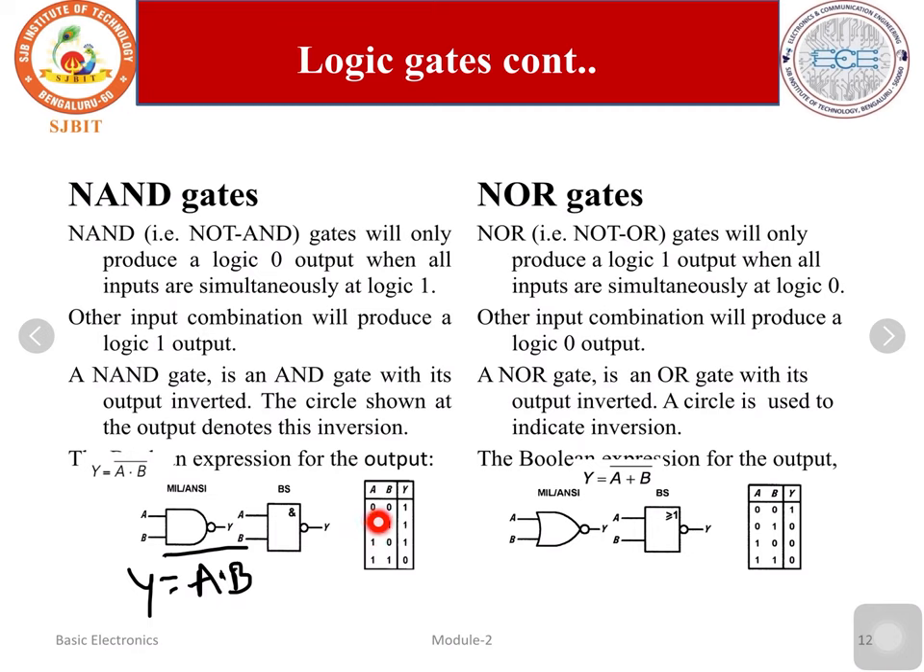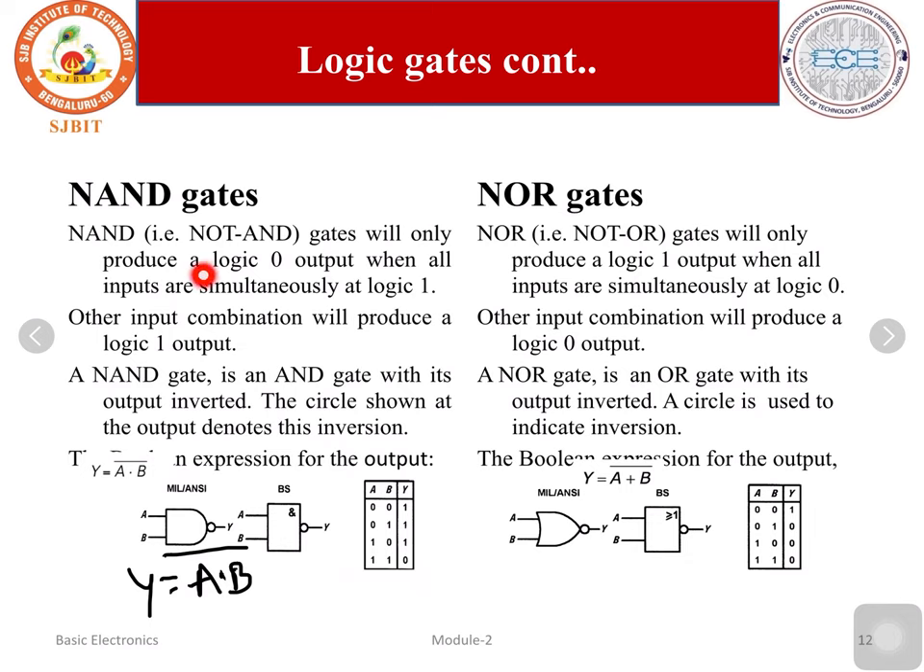So here 0 AND 0 is 0, 0 bar is 1. 0 AND 1 is 0, 0 complement is 1. 1 AND 0 is 0, 0 complement is 1. 1 AND 1 is 1, 1 complement is 0. So it is just the inverted form of the AND gate.